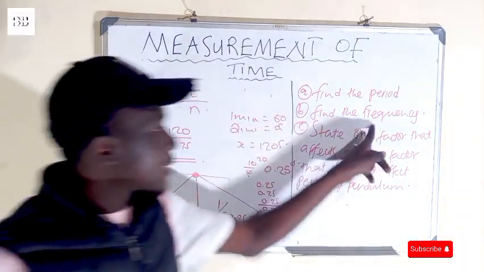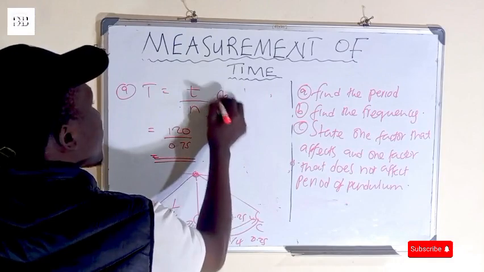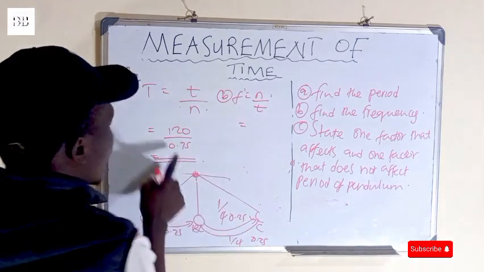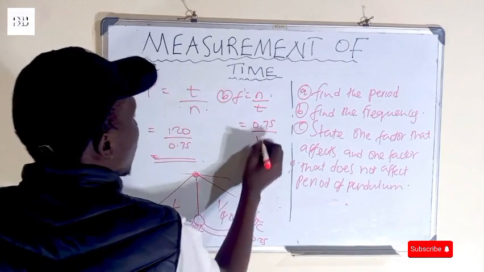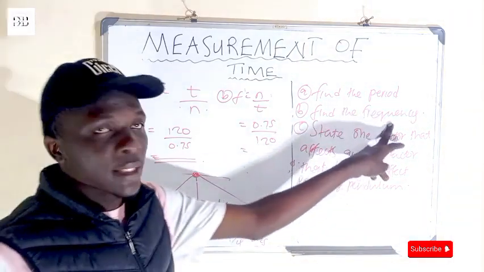And then for frequency, we'll say frequency is equal to number of oscillations over time taken. So here the number of oscillations was down, we'll put it up over 120 seconds. If you divide, you also get your frequency.